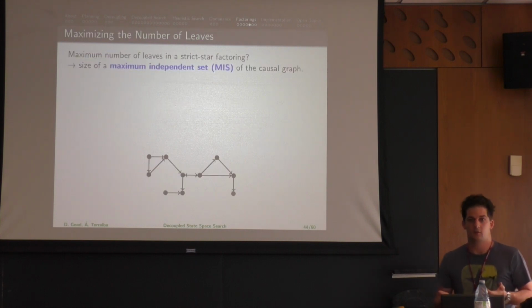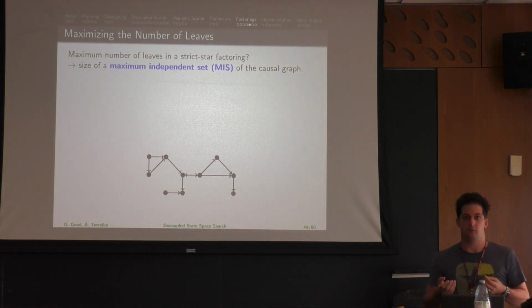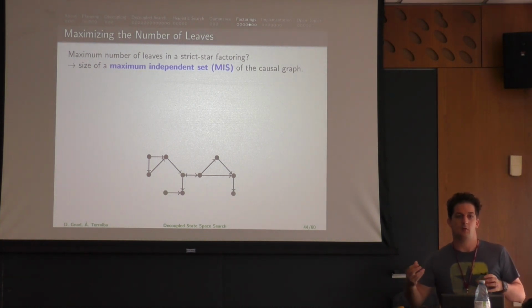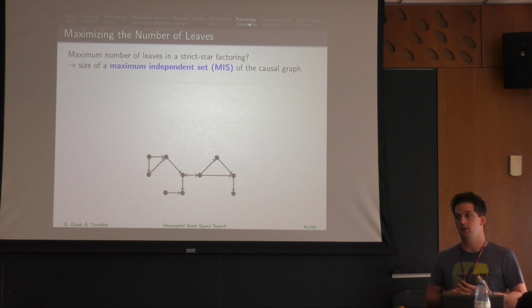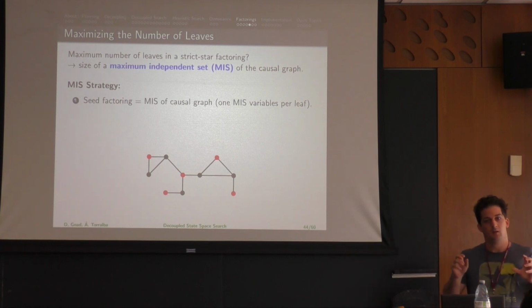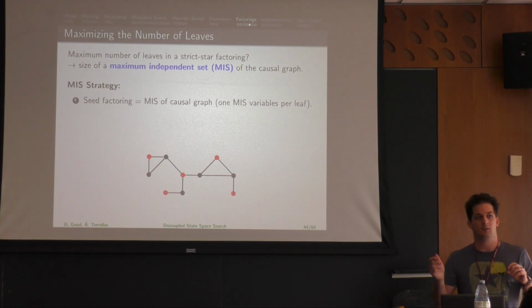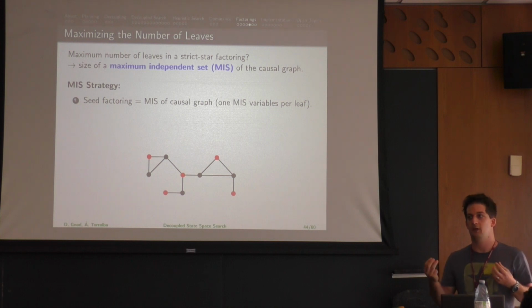Now, an interesting result theoretically is that the maximum number of leaves in a strict star factoring is equal to the size of a maximum independent set on the causal graph. This is because, well, if you compute your maximum independent set on the causal graph, and put every variable that is in the set in a separate leaf, then you are guaranteed to have no causal graph connection and thereby no dependency between your leaves. So this is really the best you can do.